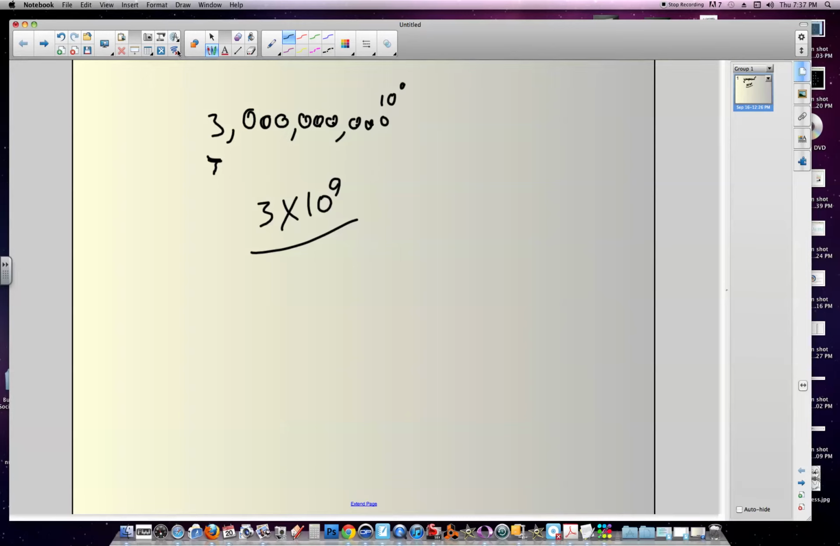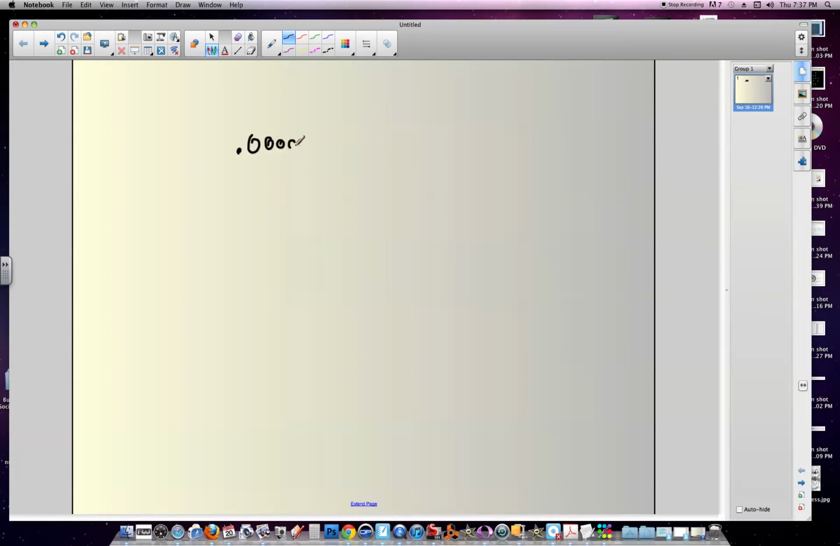We can also work with small numbers in the same way. If I want to represent the number 0.0000000003, I say, okay, this is 10 to the negative 1. Because if this is 10 to the 0, and this is 1 less than that, well, 1 less than 0 is negative 1. Negative 2, negative 3, negative 4, negative 5, negative 6, negative 7, negative 8, negative 9, negative 10.